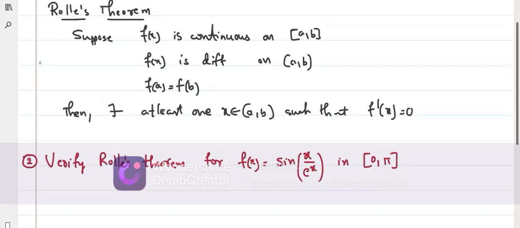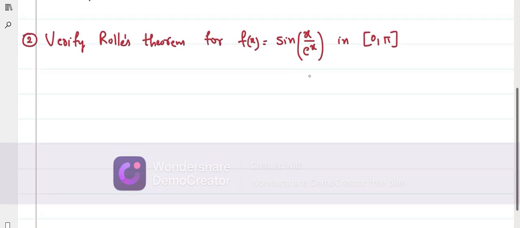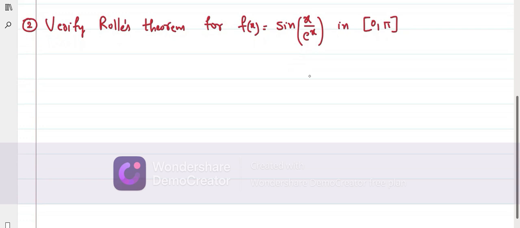In order to verify Rolle's theorem, I need to check these three conditions, right? Whether f is continuous on the closed interval, it is differentiable, and f(a) = f(b). Then only I can verify Rolle's theorem. If any one of these three conditions fails, I can say that Rolle's theorem is not applicable for this function. Is that clear? So here also we have a function, the sine function.